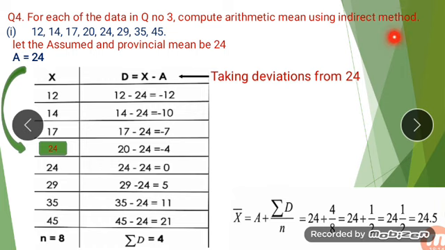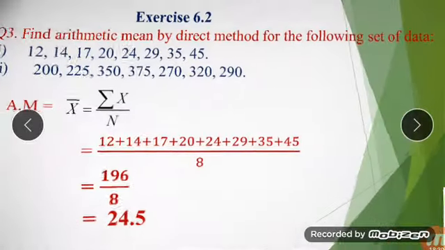And now we are going to use the indirect method. As I told you, in the indirect method we have a different formula, which is x bar, the same symbol, equals a plus summation d divided by n. As I told you, a is any constant or any assumed value, the assumed mean, which is taken from the data, as it is discussed here.